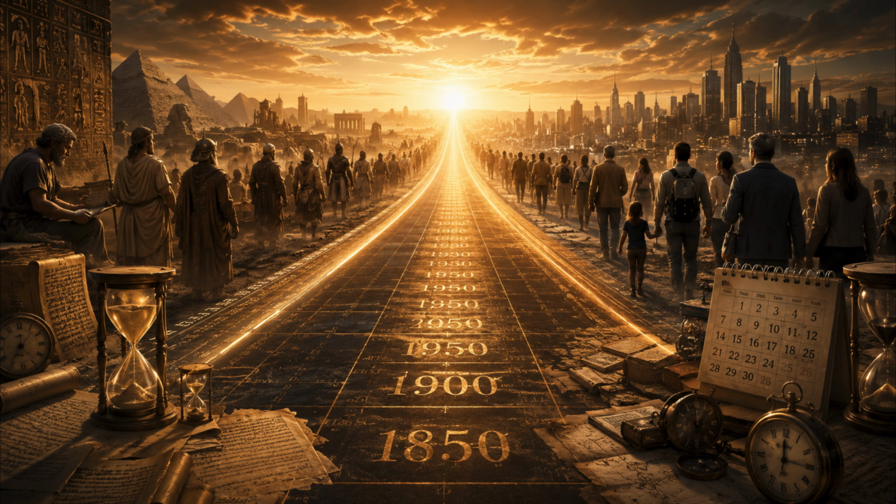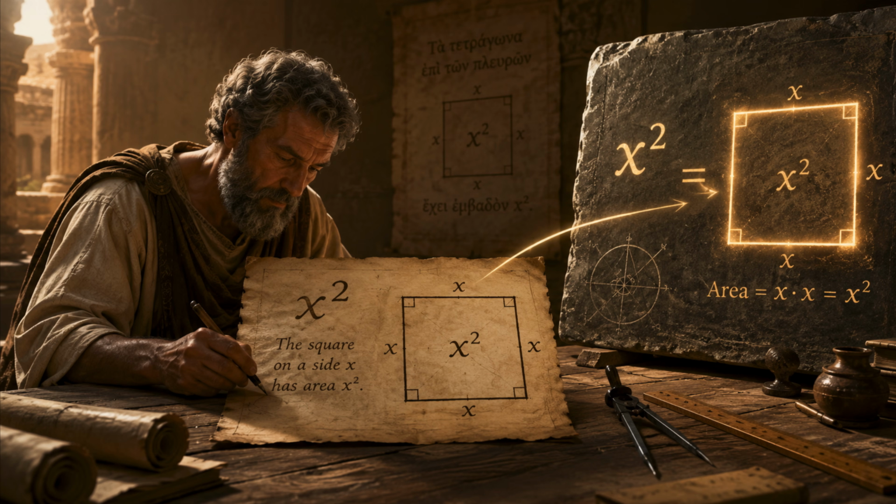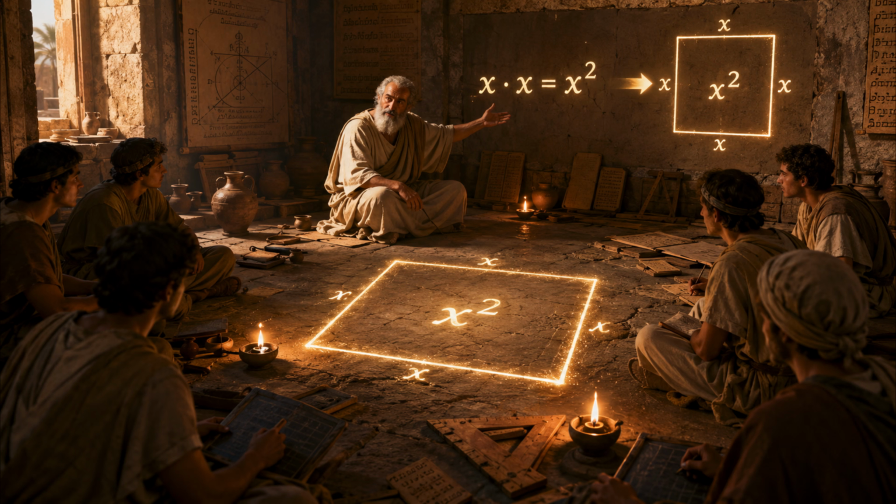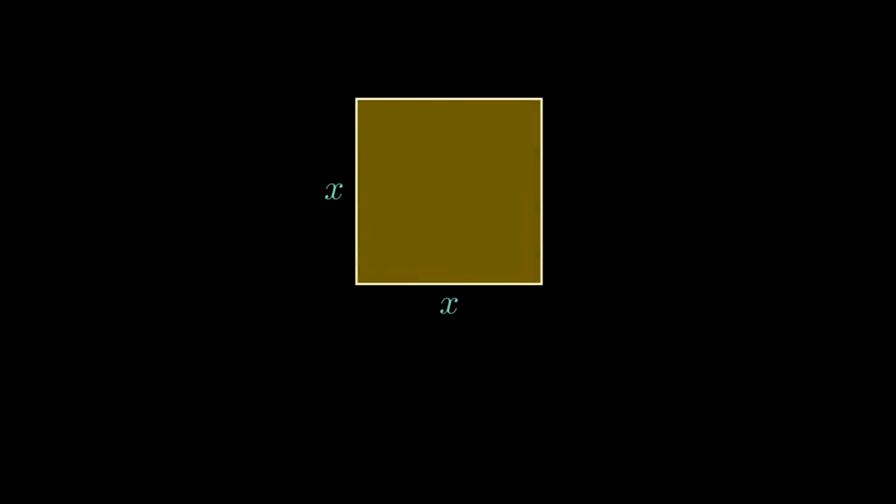For a very long time, mathematics was deeply connected with geometry. People did not think of x squared as just a symbol. They thought of it as the area of a square. If the side of a square is x, then the area is x squared. That is why completing the square made so much sense.